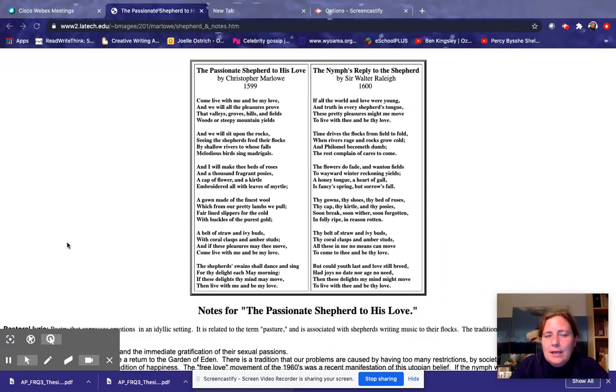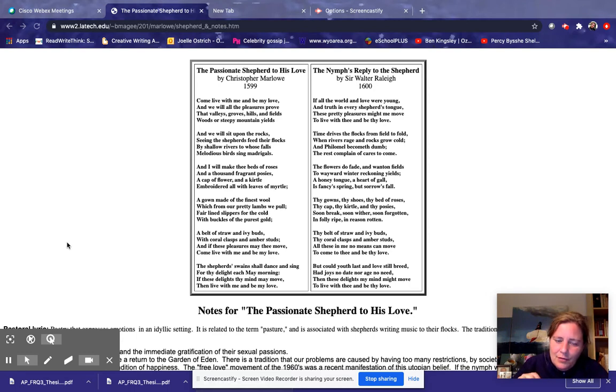A shepherd in 1599 England is not going to have access to gold. So now we're going into fantasy land. Okay? He's promising things to her that he cannot deliver. And it gets worse as we continue on to the next stanza. A belt of straw and ivy buds. Sure, he can provide that. With coral clasps and amber studs.